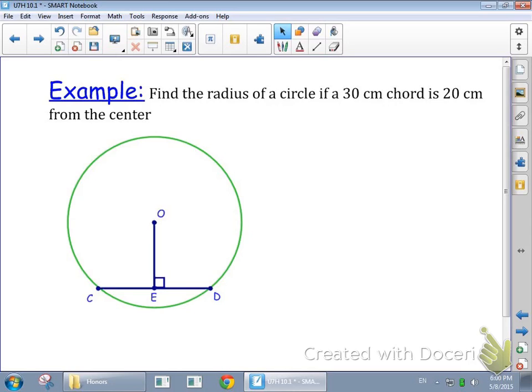Our next example, you're asked to find the radius of a circle if a 30 centimeter chord is 20 centimeters from the center. So here I was asked to find the radius. I know that it's a 30 centimeter chord, so that gives 15 on each side here. And it's 20 centimeters from the center. So this is my 20 right here. The answer here is 25.